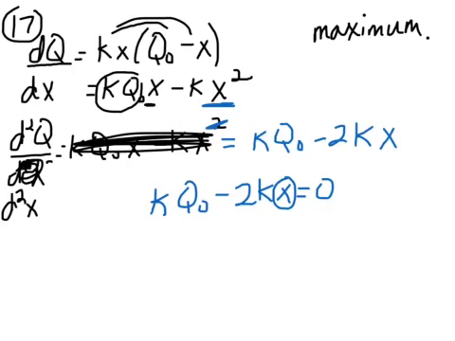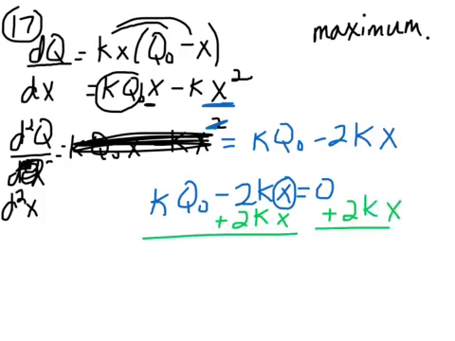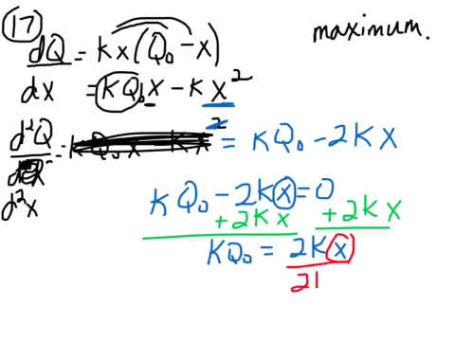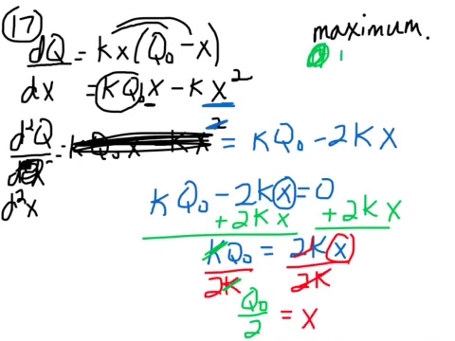Here's what I'm going to do. It looks gross, but it's not too bad. You can move this term to the other side. And so that would leave me with kq naught is equal to 2kx. And again, remember, when I'm solving equations, aren't I just trying to get the x by itself? How would I do that here? Divide by 2k. Okay, so I've got x equal, hey, that fraction even reduces, doesn't it? The k's cancel out. And so q naught over 2 is going to be my maximum reaction rate.